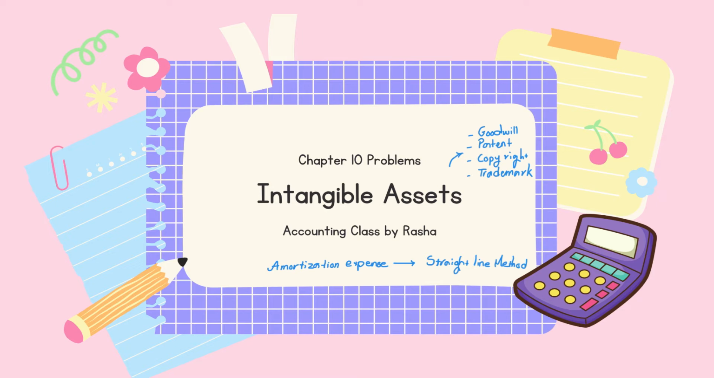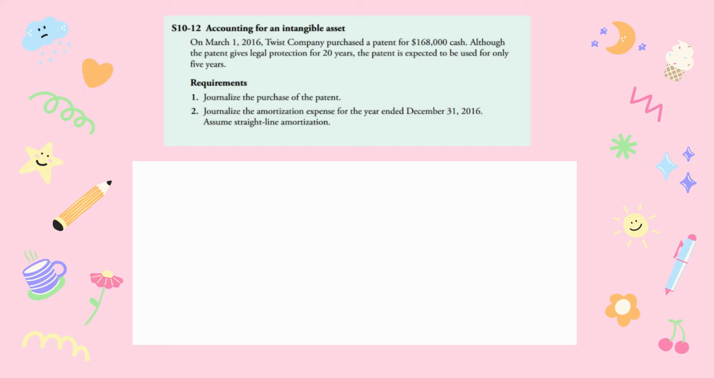Now let's solve a question. On March 1st, 2016, Twist Company purchased a patent for 168,000 cash. Although the patent gives legal protection for 20 years, the patent is expected to be used for only 5 years. Okay.